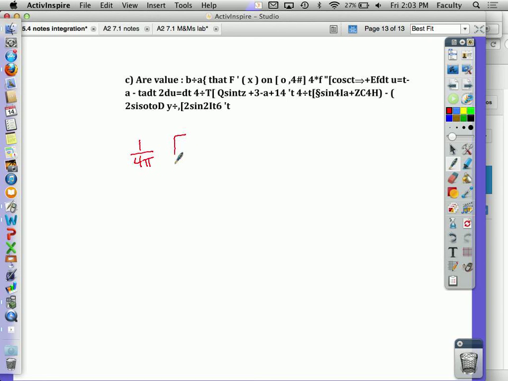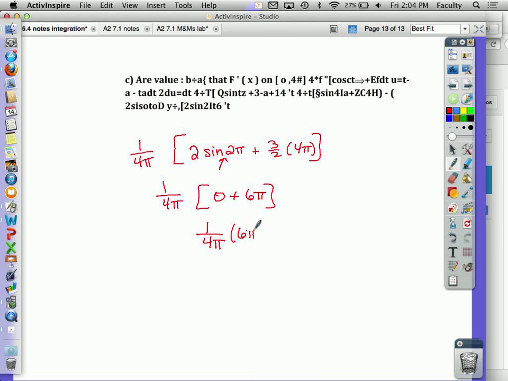Sorry. So this was 2 sine 2 pi plus, and we had 3 halves times the 4 pi, okay? Well, this is 0. And so 1 over 4 pi times 6 pi, the pi's cancel, and the answer is 3 halves. So I hope this helped.